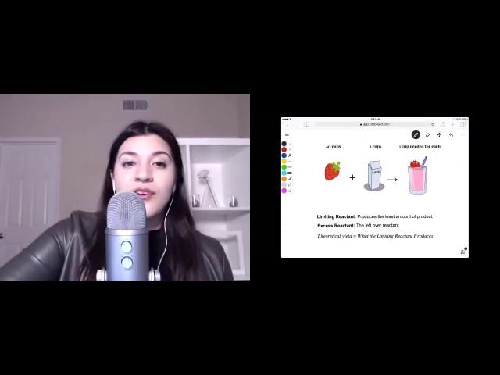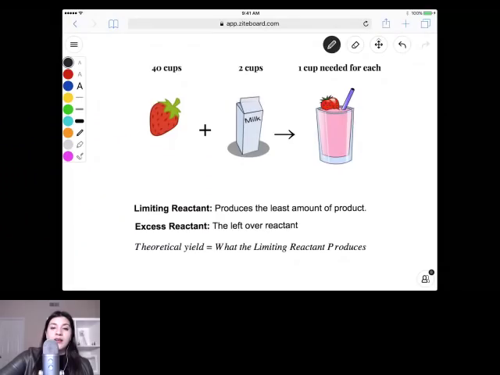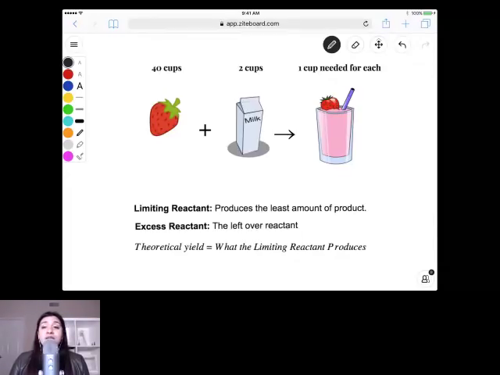Okay, so I'm going to jump right in. We're going to be talking about limiting reactants. It's our first thing right now. Let me focus our screen. And we're going to make a smoothie because that's what you do in chemistry, right? You make food. No, but we're going to make a smoothie and we're going to understand the concept more of limiting reactants. So let's say our first reactant or ingredient is, we have 40 cups of strawberries.